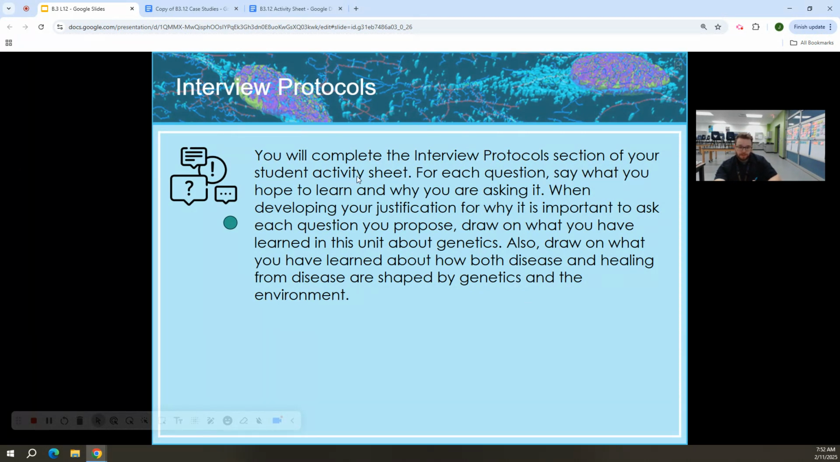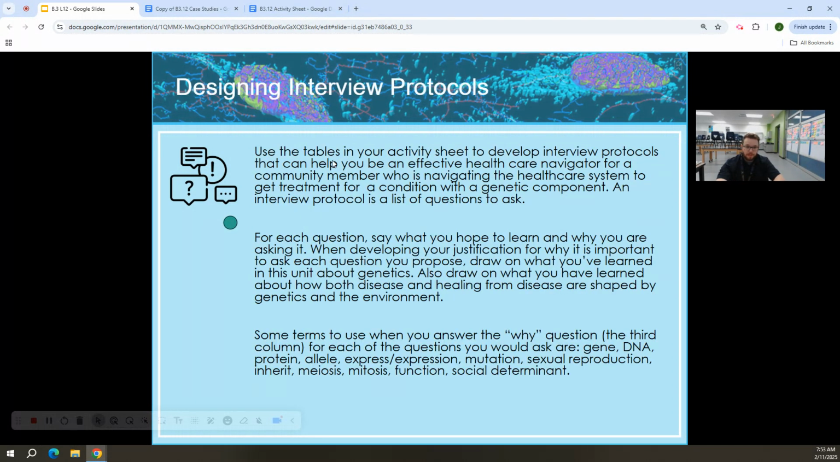Okay. And then the performance task side of this, what we're really looking for is the interview protocol section of your student activity sheet. For each question, you're going to say what you hope to learn and why you're asking it. When developing your justification for why it's important to ask each question you propose, draw on what you have learned in this unit about genetics. Why would I need to know their family history, right? Why does that matter? Okay, also draw on what you've learned about how both disease and healing from disease are shaped by genetics and the environment. Again, how does where they live, their life decisions, their risks affect their cancer risk?